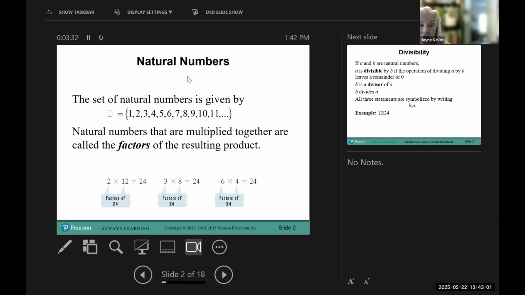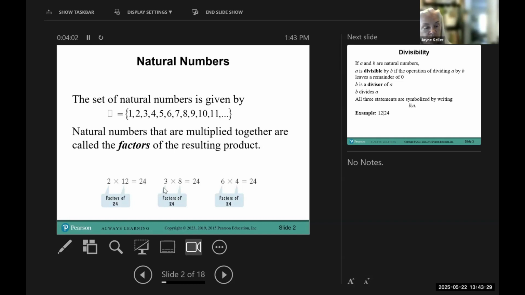So when we're talking about prime numbers and divisibility, we are talking about these natural numbers, or what we call the counting numbers. And one of the other important things to know about is factors. Factors are just numbers that we multiply together to create a product. So in this first example at the bottom here, we have 2 times 12 equals 24. 2 and 12 are the factors, and 24 is the product.